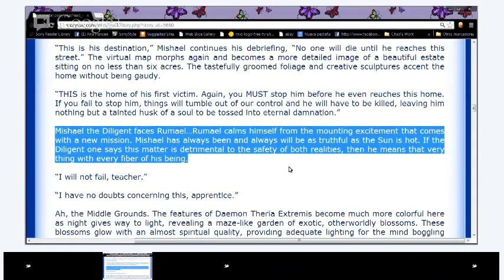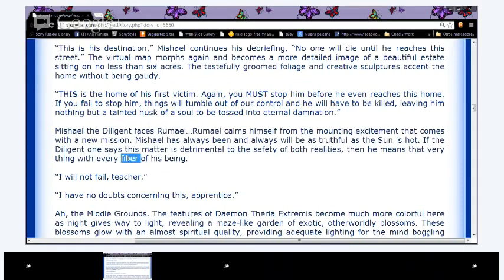Good. Okay, so let's practice this word. The word is fiber. Fiber. Good. So, with every fiber of his being. Try that. With every fiber of his being.